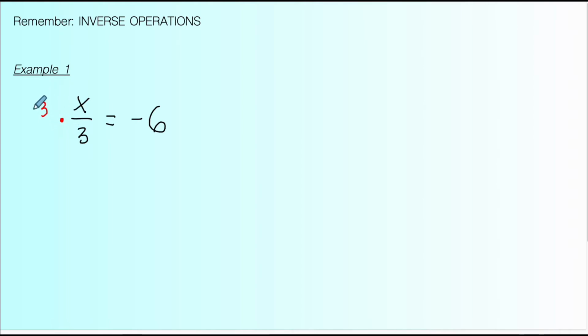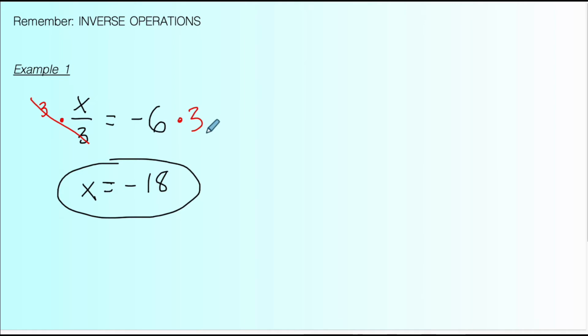When you multiply by 3 on this side, inverse operations undo each other. So it cancels out the divide by 3, and we're left with x on the left side of the equation. And to keep things balanced, whatever you do to one side, you do to the other. So we're going to multiply by 3. And my final answer here should be -18, because 6 times 3 is 18, and since there's one negative, the whole answer is negative.